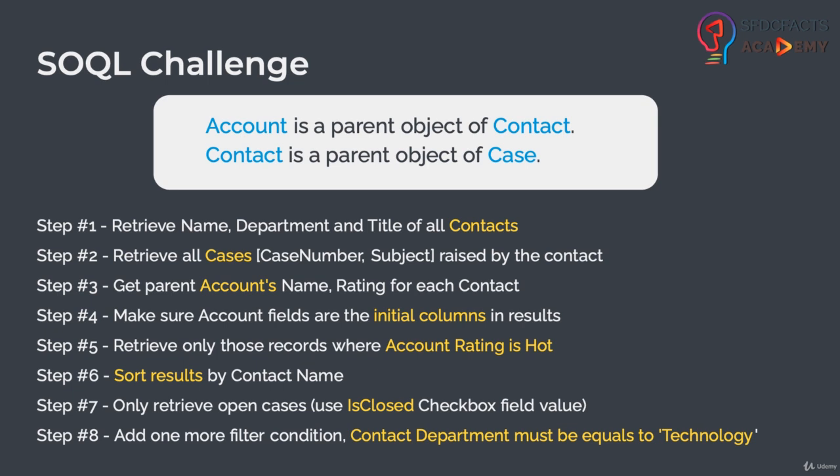And in the end, we are going to add one more filter condition, and this time we are going to add it on the contact object. So you need to retrieve only those contacts where the department is equal to technology. And while doing this, don't remove the existing filter conditions in your SOQL query.